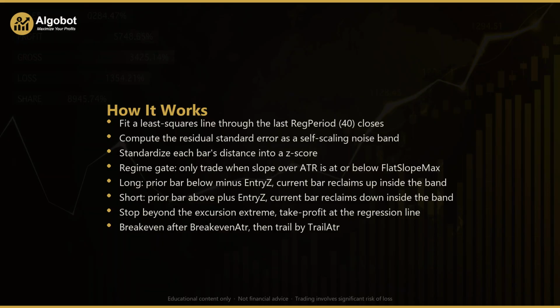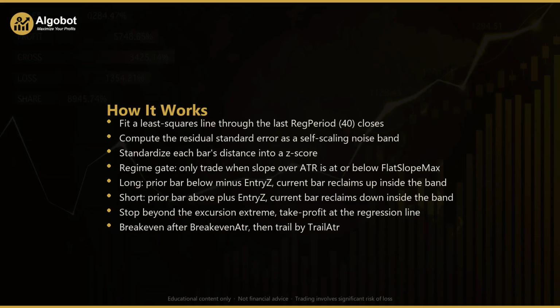Next comes the regime gate, and this is the core of the drawdown control. The strategy takes the absolute slope of the regression line, normalizes it by the current ATR, and only proceeds if that number is at or below FlatSlopeMax, which defaults to 0.6. A steep slope means a real trend is underway, and the strategy simply stands aside rather than fading it.